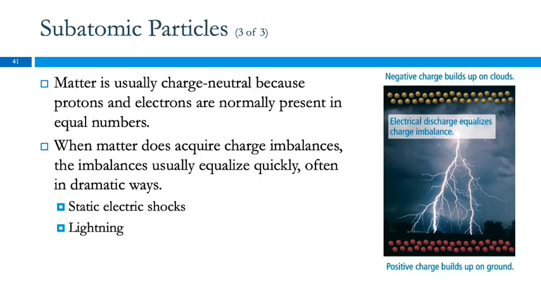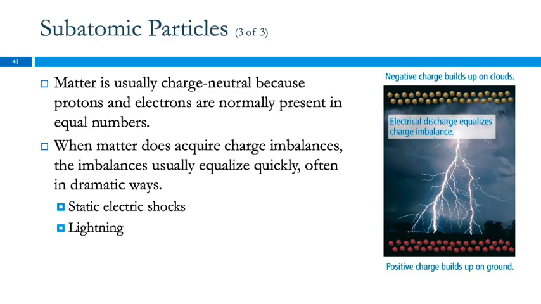So matter is usually charge neutral because normally we'd have equal numbers of protons and electrons. But we can have an imbalance in charge, and when that happens, the imbalance is unstable and it tends to equalize quickly and often dramatically. So here we have an illustration or a photograph of lightning.